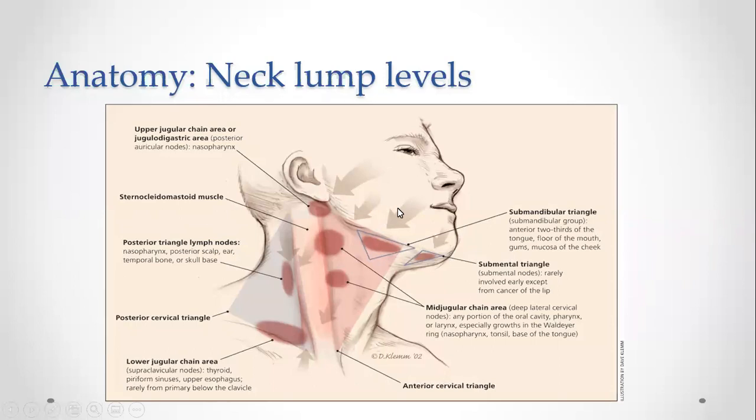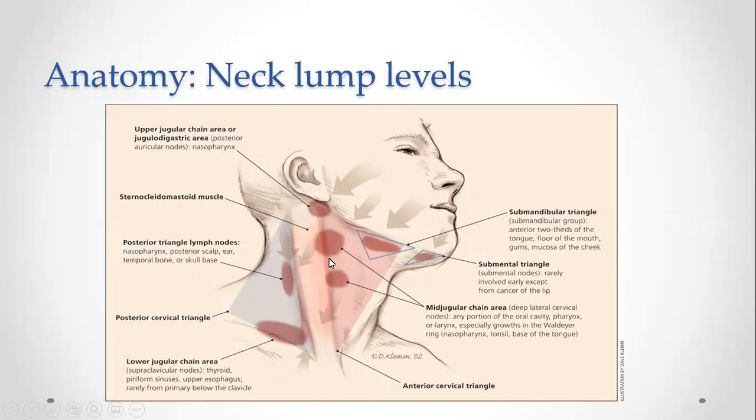It drains from the oral cavity, like the teeth, gum, tongue, cheek, and sinuses. This is actually the level 2 area, the jugulodigastric group of lymph nodes, as we previously called it. It drains from the nasopharynx, tonsillar area, tongue base, parotid, and the sinuses.